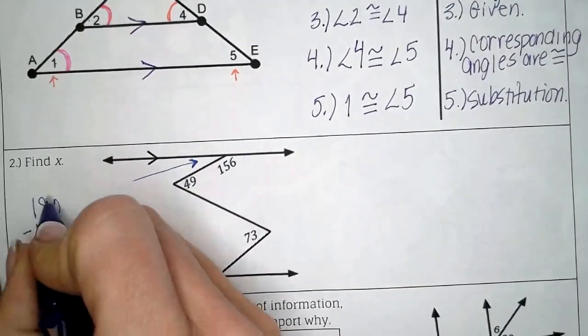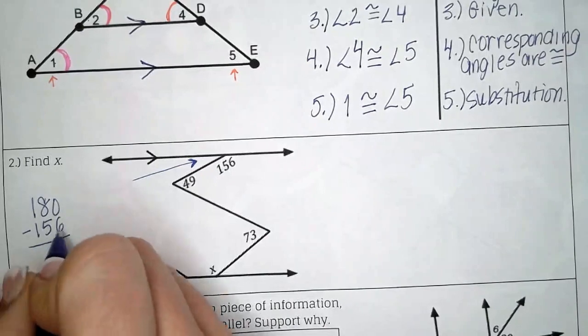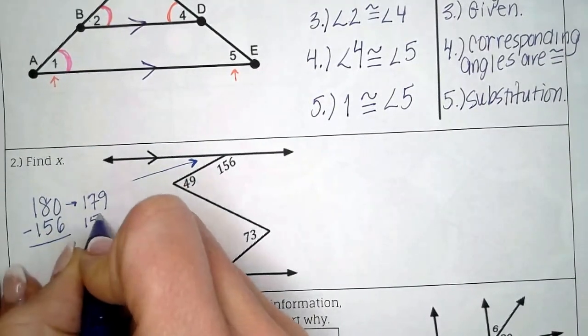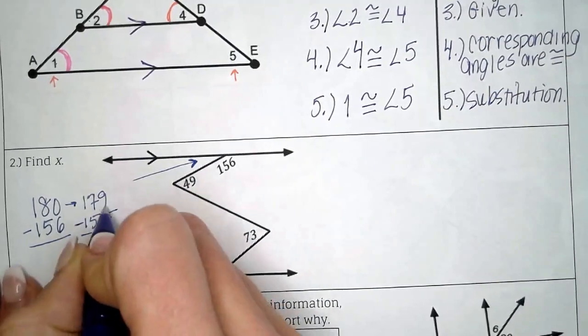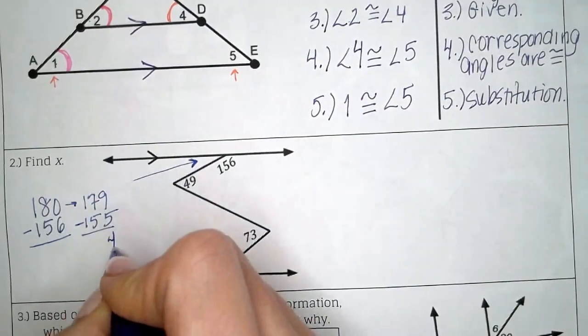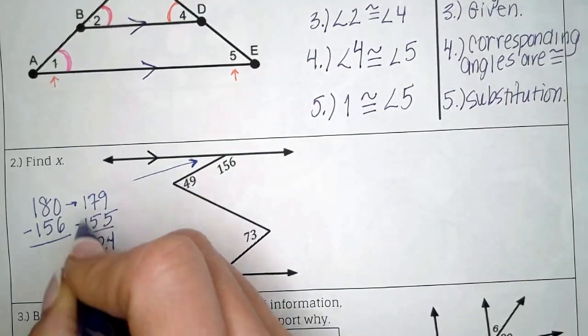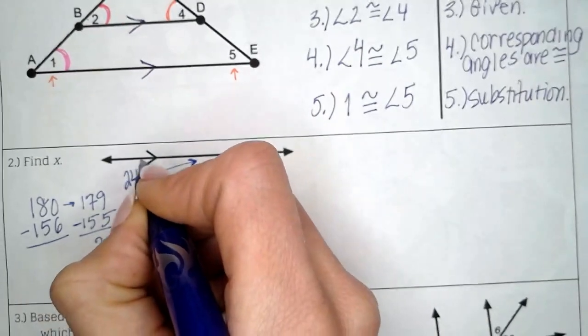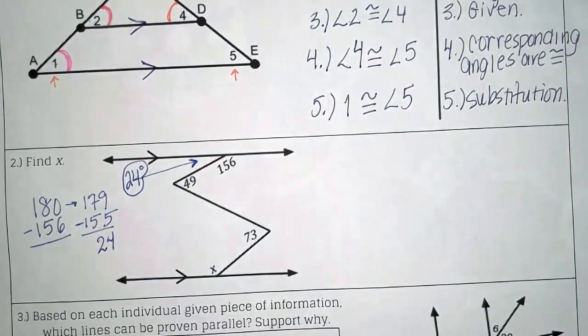that I've tutored, where if you take 1 away, when it ends in a 0, if you take 1 away from each, 180 is now 179, and 156 is now 155. Now that it ends in a 9 instead of a 0, you don't have to borrow. Fun little trick. 9 minus 5 is 4, 7 minus 5 is 2, and 1 minus 1 is 0. So that angle right here is 24 degrees in that little pocket.